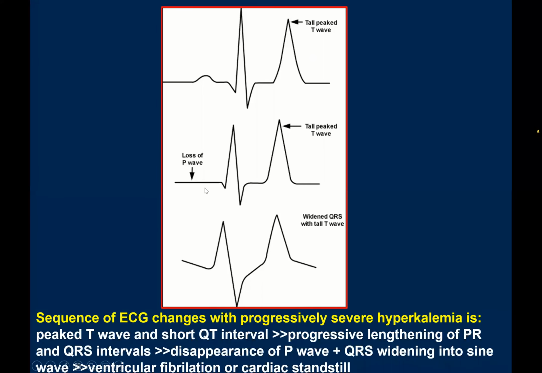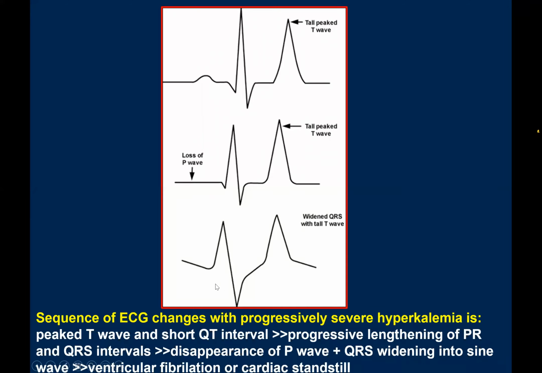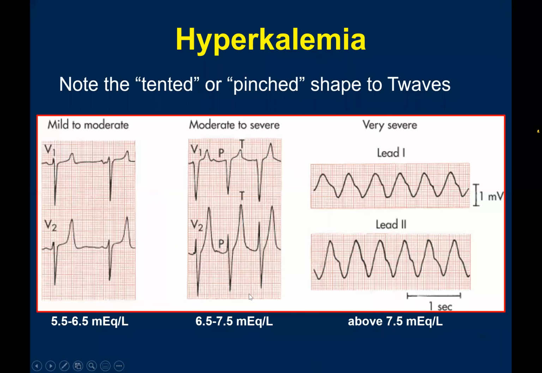If the potassium is just above the normal limit, say 5.5 to 6.5, we have a hyperacute T wave, and the differential diagnosis, of course, is ischemia. When it is above that but less than 7.5, we start to lose the P wave, and the QRS complex is wide, and the T wave is wide. Then we have a sine wave when the potassium is very high. So the changes in ECG depend on the level of hyperkalemia.